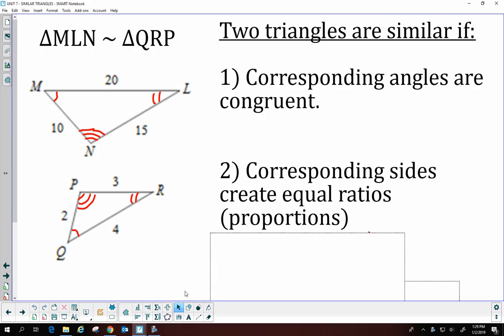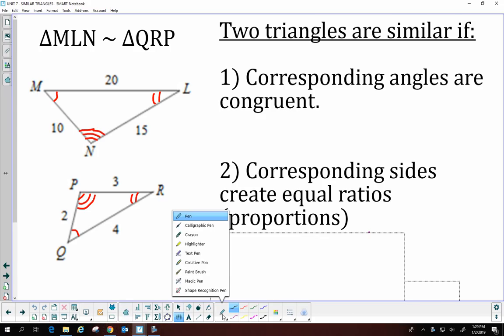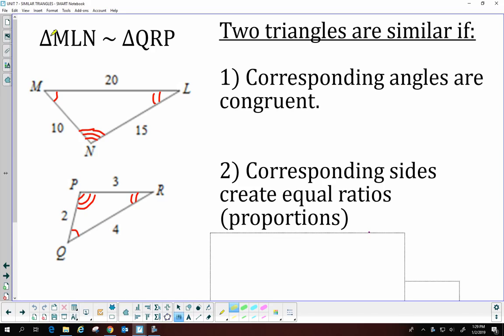We know that their corresponding angles are congruent. And so if I look at these two similar triangles that I have the similarity statement up here. Notice the symbol is different than the congruent symbol. It's just a little squiggly. But the angles should match up just the same as they did when we had congruent triangles.